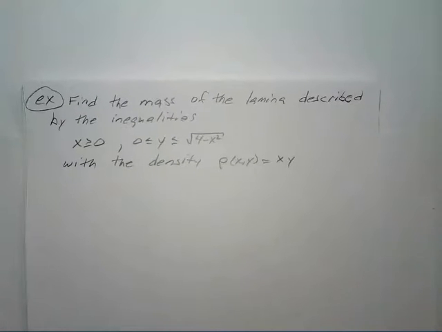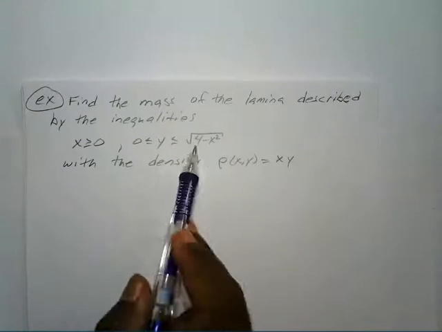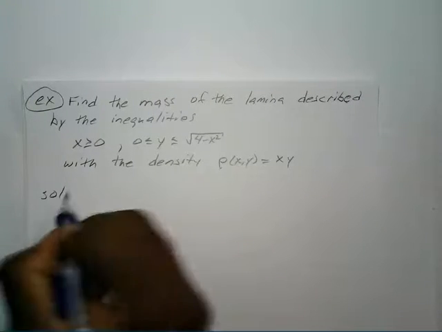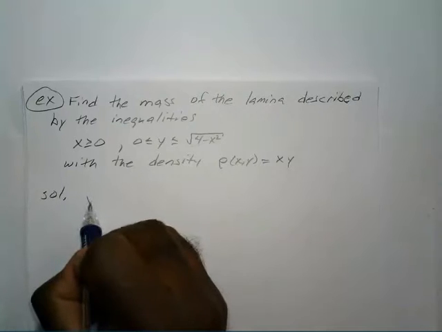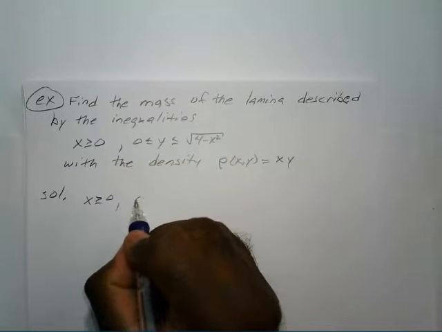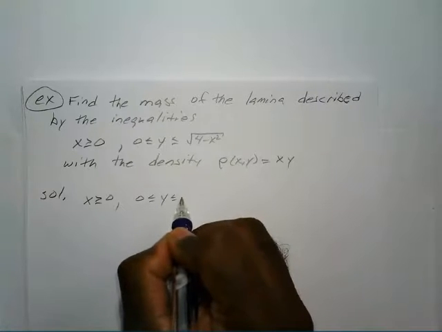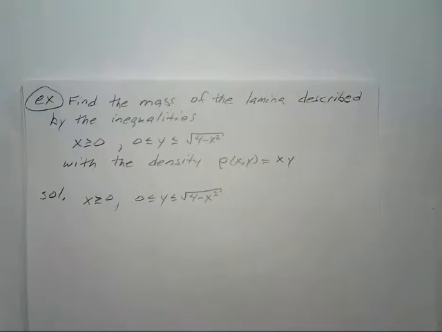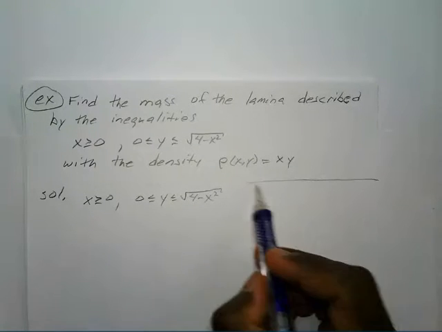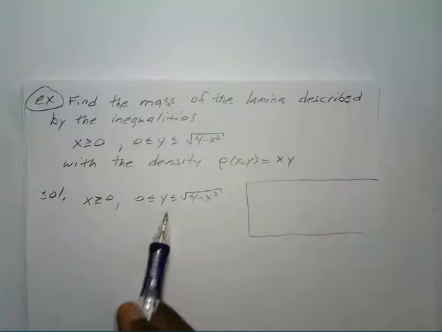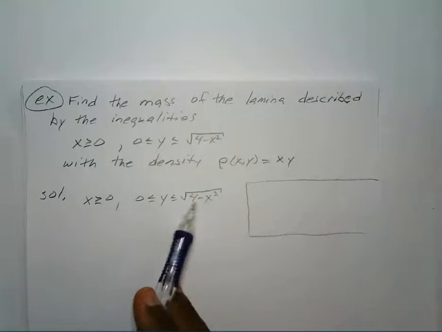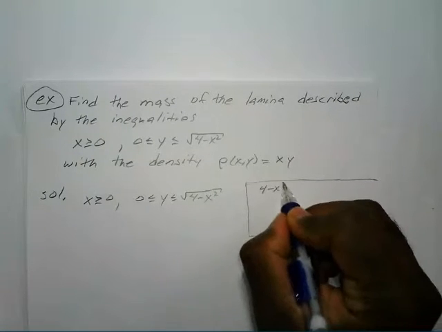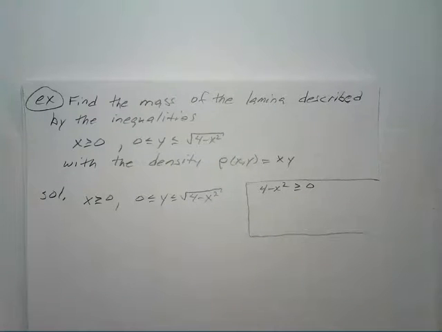Alright, so they gave us our y boundaries, but they didn't give us the x. So what do we do? We have to figure out our x boundaries. We have x is greater than or equal to 0. We have 0 less than or equal to y is less than or equal to the square root of 4 minus x squared. What does that give us? We see that because that's a square root, and we're only dealing with real numbers, 4 minus x squared has to be greater than or equal to 0.